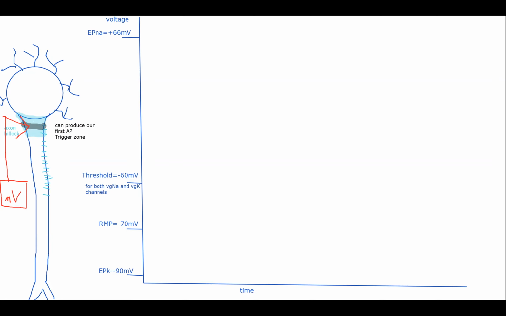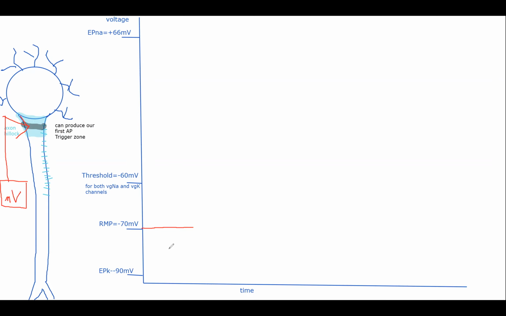And of course, we know at rest, and we can continue to use red for this, this is going to stay happily at negative 70 millivolts and will stay there forever unless we mess with it. All right? So this is our starting point.